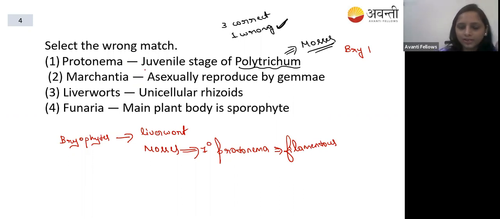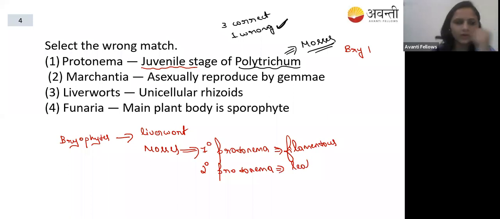So that's why they call it the juvenile stage. That is the primary protonema, which forms the filamentous stage. The secondary protonema stage forms the leaf-like structure. So the first one is correct: protonema can be seen in the juvenile stage of the mosses. Yes, that is correct.